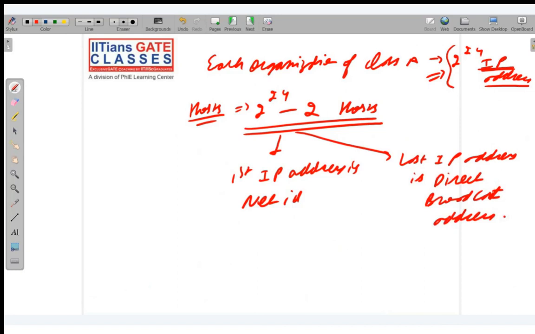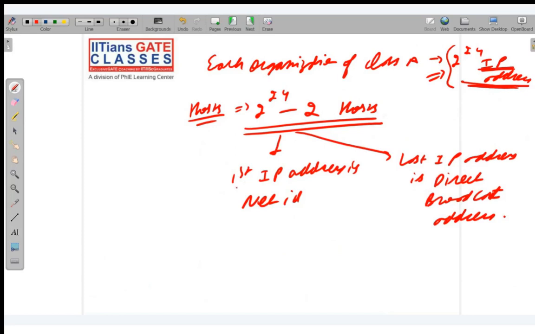Okay, so you have to see the question very carefully. What they are asking: each organization of class A is having how many IP addresses? 2 power 24 IP addresses. Now each organization can have how many hosts or computers? 2 power 24 minus 2 hosts or computers.